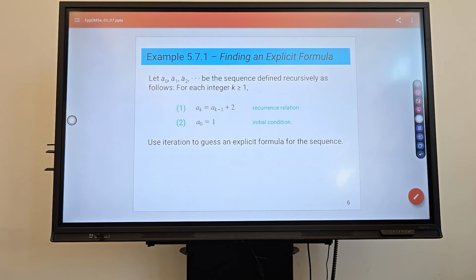Let the sequence a be the sequence defined recursively as follows. For each integer k greater than or equal to 1, a sub k equals a sub k minus 1 plus 2, and a sub 0 equals 1. Use iteration to guess an explicit formula for the sequence.